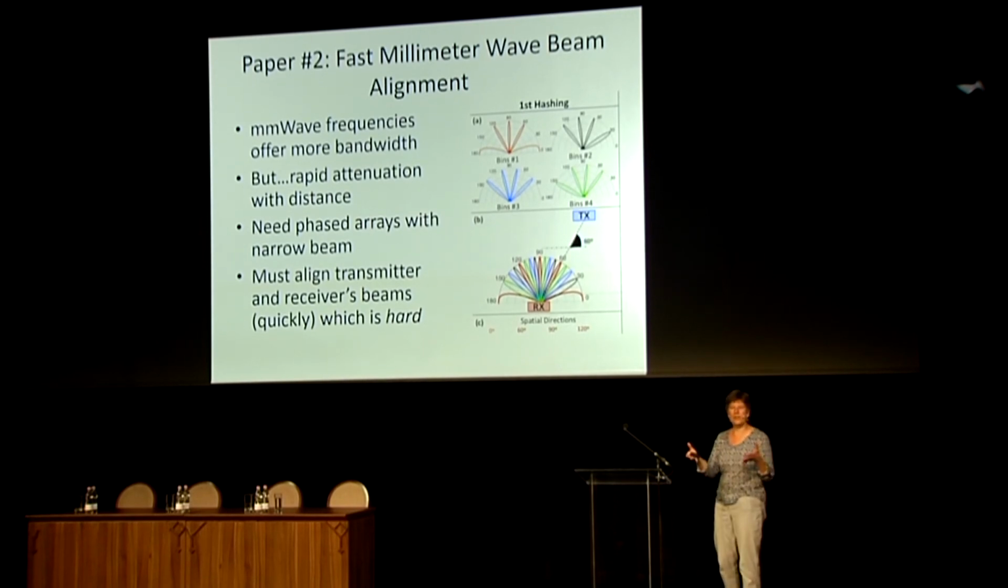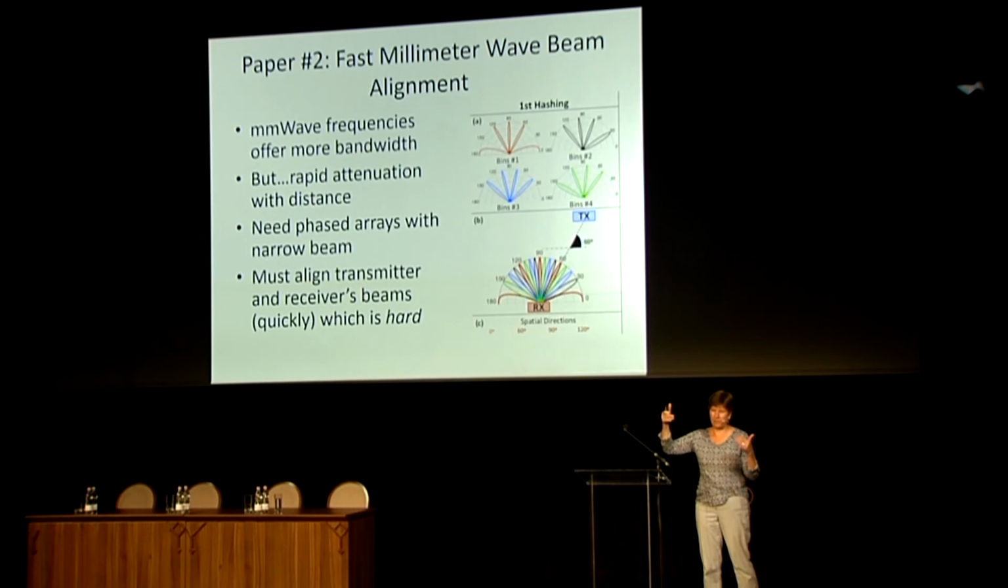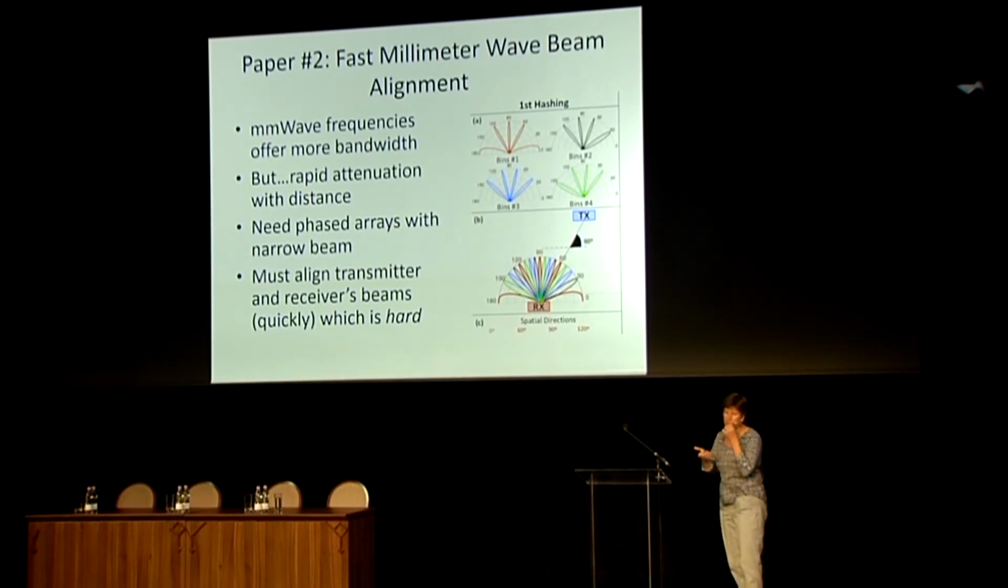So it gives new frequencies to make use of. But a property of that portion of the frequency spectrum is that you get rapid attenuation with distance. So phased arrays are useful, maybe even almost necessary, to operate in the millimeter wave portion of the frequency spectrum. And then you're going to get this very narrow beam, and you have to get the receiver and the transmitter aligned so that when the beam is narrow, it actually is received at the receiver. And you want to do it quickly.